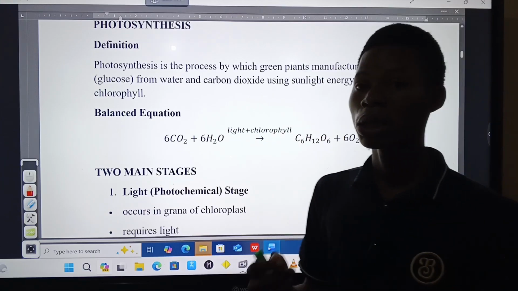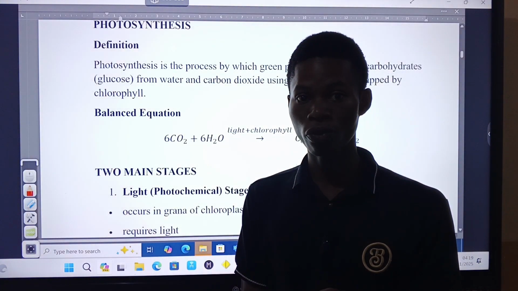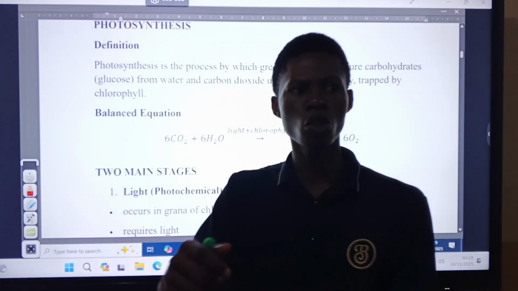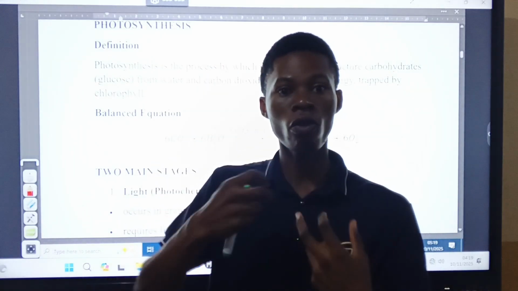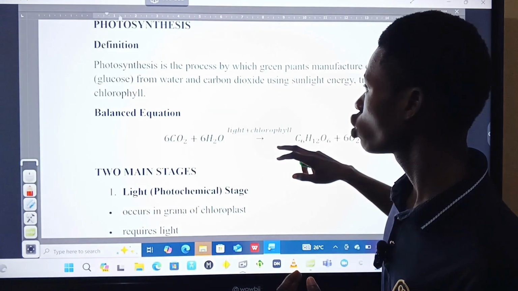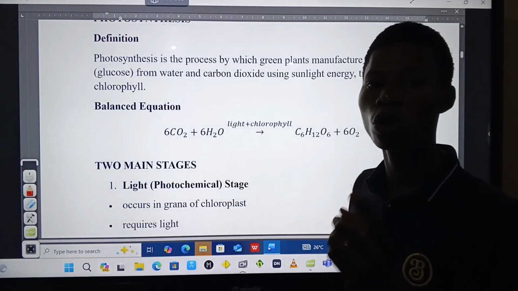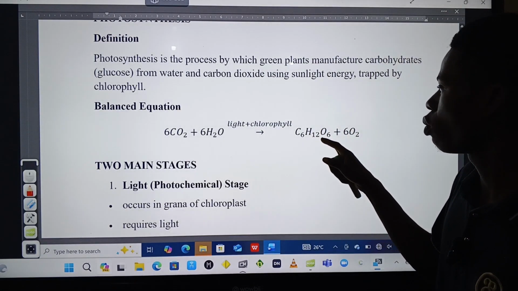Now, photosynthesis is the process whereby green plants manufacture their food in the presence of sunlight and chlorophyll, right? We are looking at how plants, you will never see a plant using plate and spoon to eat, because they manufacture their own food. The food they manufacture is called glucose. The formula for glucose is C6H12O6.